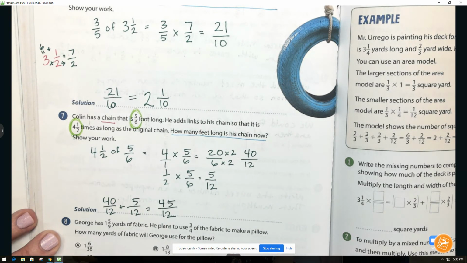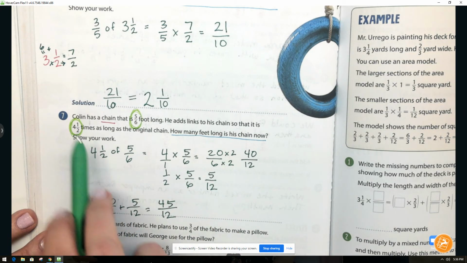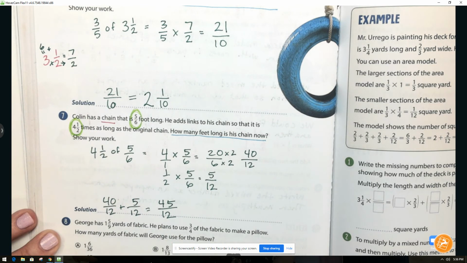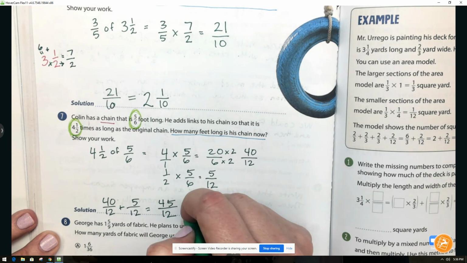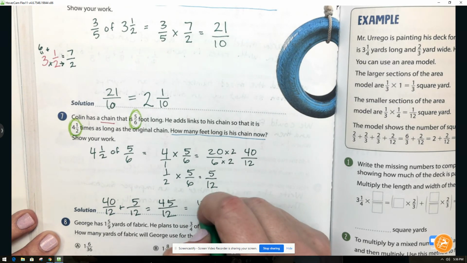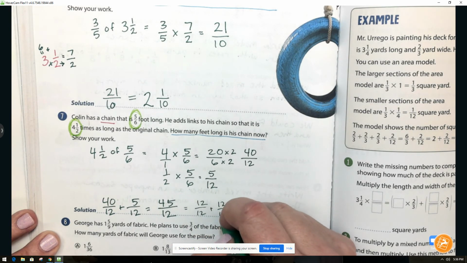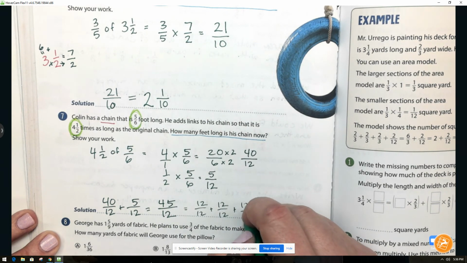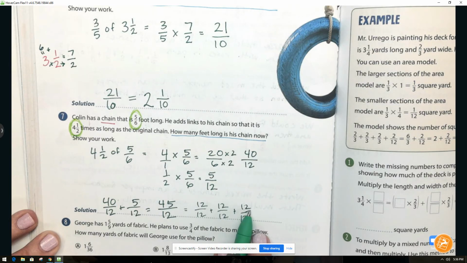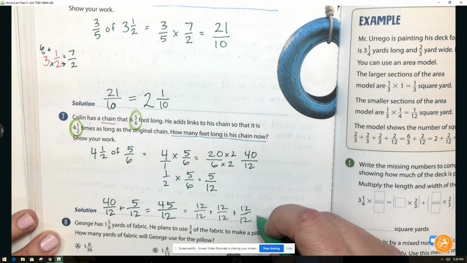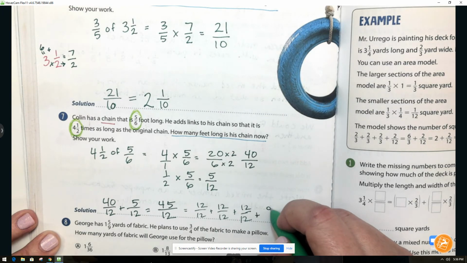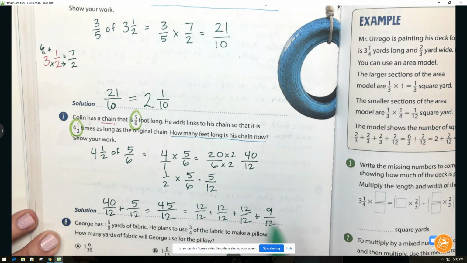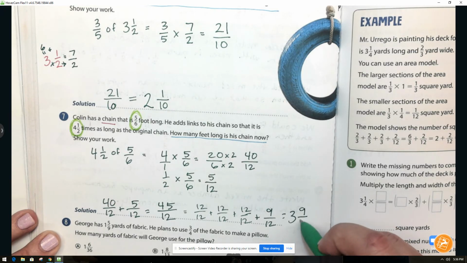Now, I don't know if that is the fastest way to get to that. I'm kind of starting to second guess myself and think that the best method is probably going to be just to change that number into an improper fraction. But then I can figure out how many times 12 goes into 45 evenly. That is the same as 12 twelfths plus 12 twelfths plus 12 twelfths, because 12 plus 12 plus 12 is 36. And then I have 9 twelfths left over. So my answer is 3 and 9 twelfths.